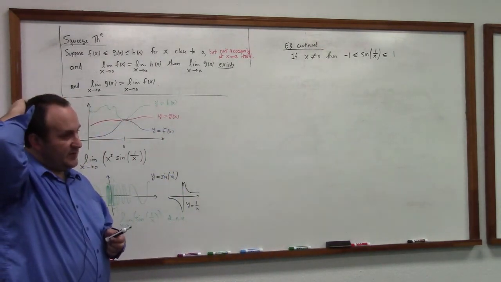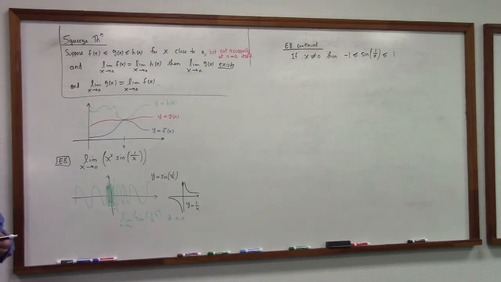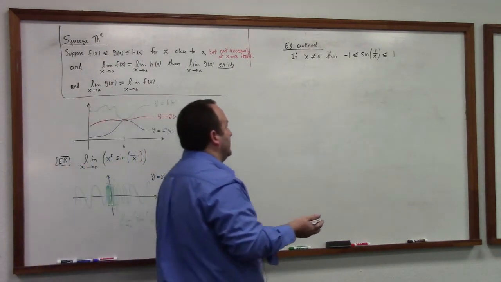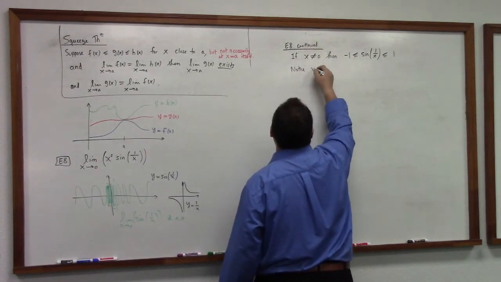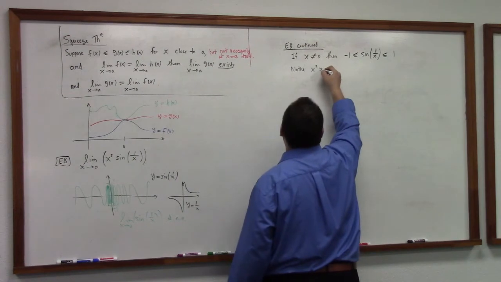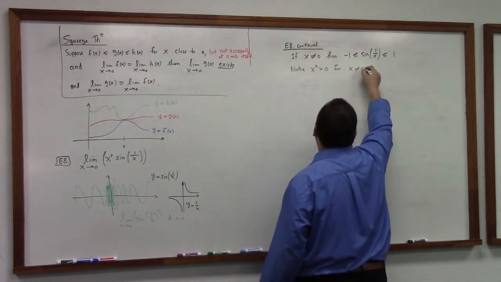See, there's no problem with sine of a number provided that number is a real number, right? I mean, is sine ever larger than 1 or less than minus 1? No. I mean, sine is stuck between minus 1 and 1. So this inequality we know for sine. And then how about x squared? X squared is greater than 0 for x not equal to 0, right?